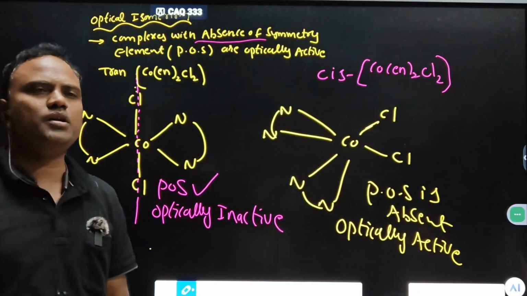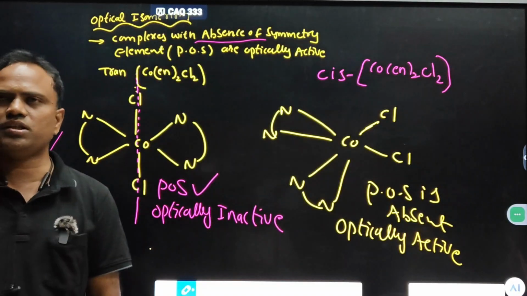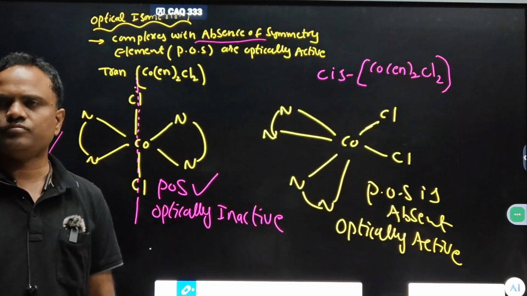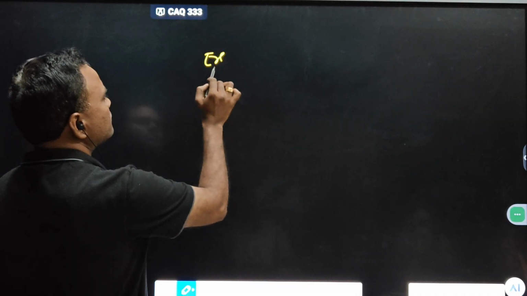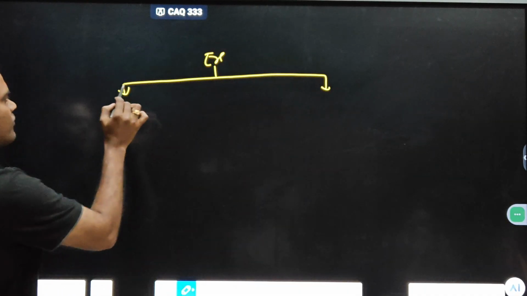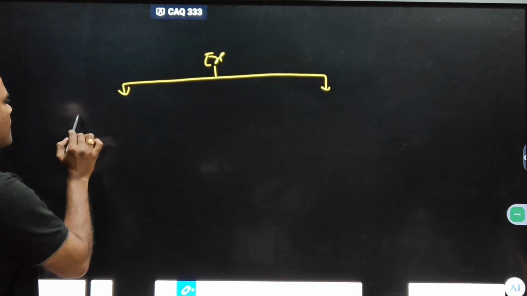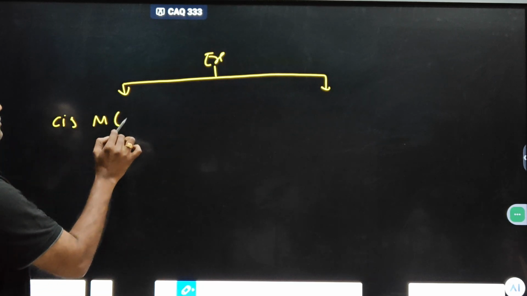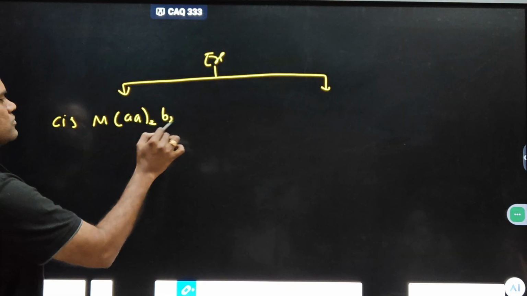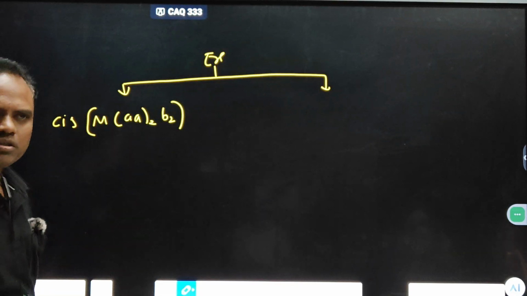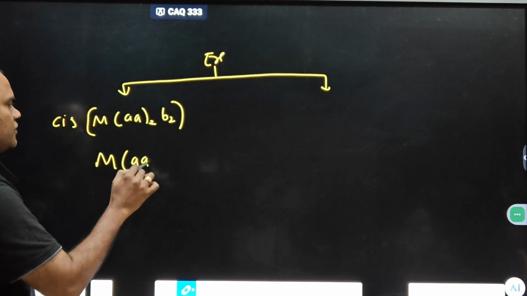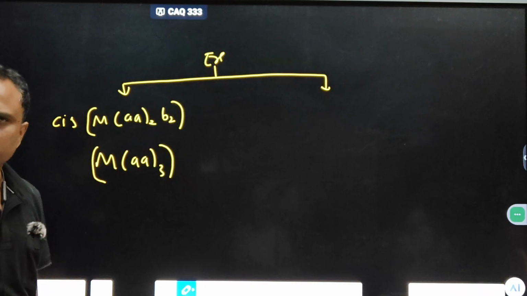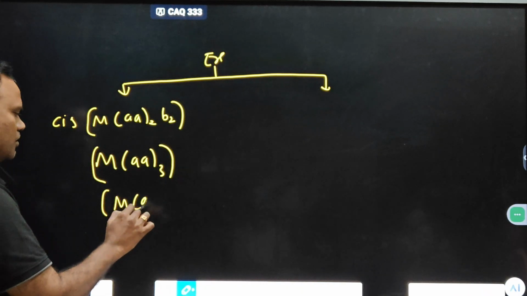We will get these forms frequently. I'll give the three forms, which is optically active and which is optically inactive. Note down this. Examples category. First write the optically active category. Cis M(AA) taken twice B2. Optically active category. Most frequently repeating examples list. M(AA) taken thrice category. Optically active. M(AB) taken thrice.